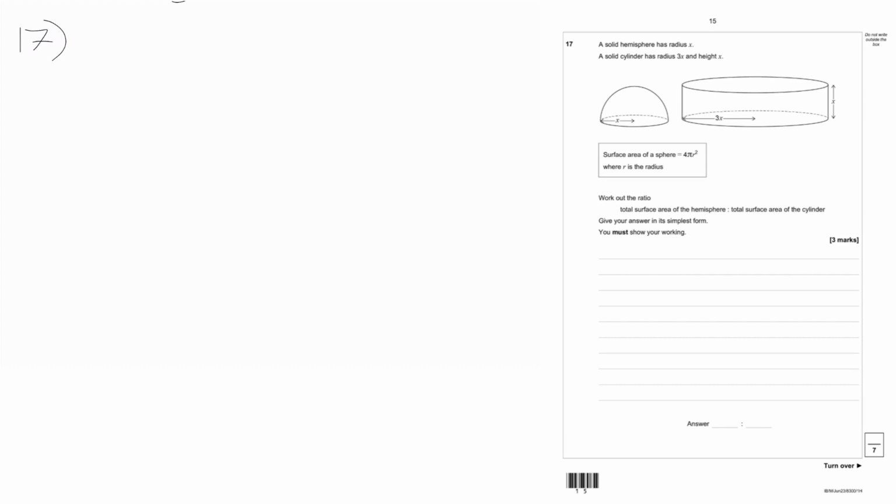So if we start off with the surface area of the hemisphere, if we look at a hemisphere, I apologise for the lack of quality in the drawing, if we have this radius of x, the surface area covers both the area here, which is the area of this circle where it's been cut in half, but then we also have to consider the surface area of the sphere as well. Now it's a hemisphere, so it's going to be half the surface area of a full sphere. So if we're told that the surface area of a sphere is 4 pi r squared, then the surface area of a hemisphere is going to be 2 pi r squared.